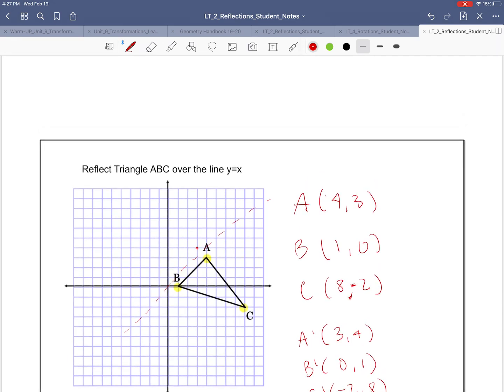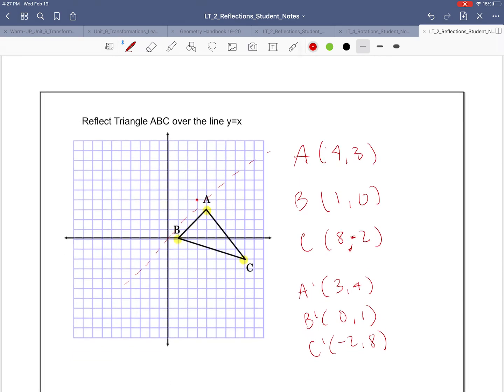1, 2, 3, 1, 2, 3, 4, B prime 0 comma 1, and C prime negative 2, 1, 2, 3, 4, 5, 6, 7, 8. There we go. Which makes sense, right? You can see that if we connect these corresponding points, you get perpendicular bisectors.